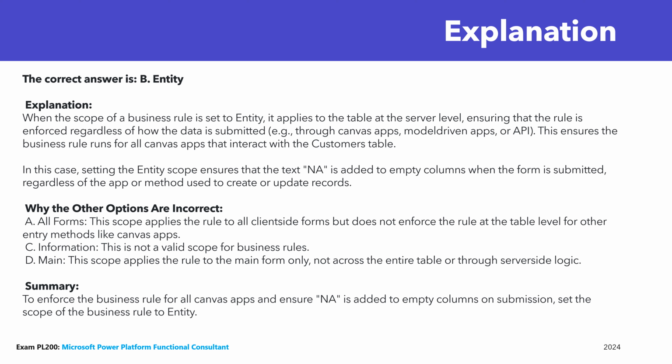Why the other options are incorrect. A. All forms. This scope applies the rule to all client-side forms, but does not enforce the rule at the table level for other entry methods like Canvas apps. C. Information. This is not a valid scope for business rules. D. Main. This scope applies the rule to the main form only, not across the entire table or through server-side logic. Summary. To enforce the business rule for all Canvas apps and ensure NA is added to empty columns on submission, set the scope of the business rule to entity.